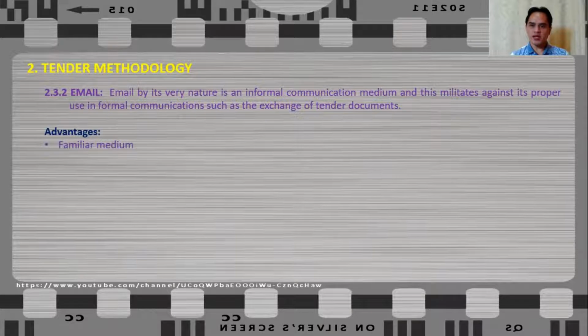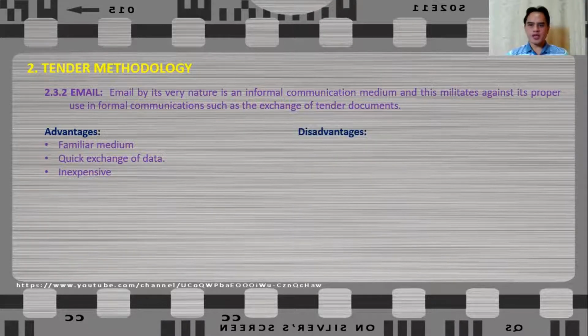First is the familiarity of the medium. Most people right now are familiar with using emails. And it is also a quick exchange of data. It is also inexpensive. The use of email as a medium of information exchange in e-tendering has the following disadvantages.